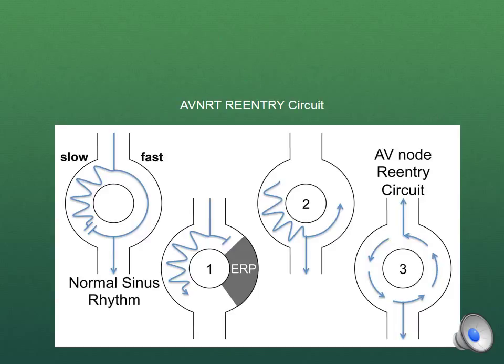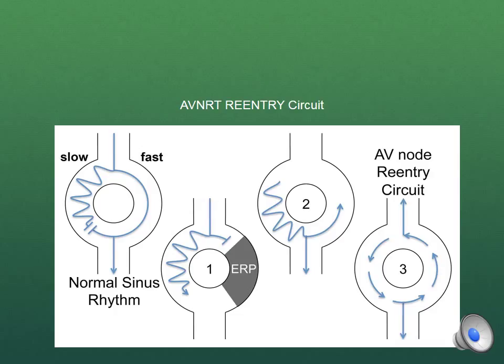Okay, so here we have a little graphic. This is an AVNRT reentry circuit. Whenever we look at our AV node, we need to be cognizant of the fact that there are two paths of conduction down the AV node. One of the paths is slow and the other is fast. So every time our heart beats in the normal person, generally we have the fast side that cancels out the slow side.